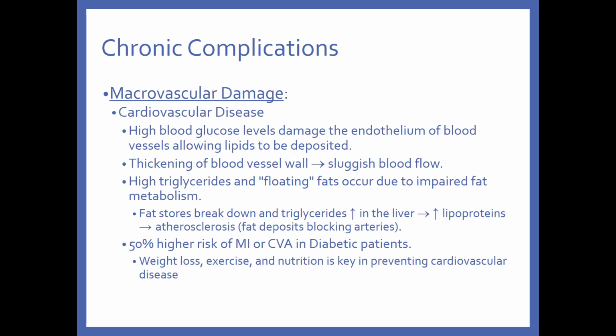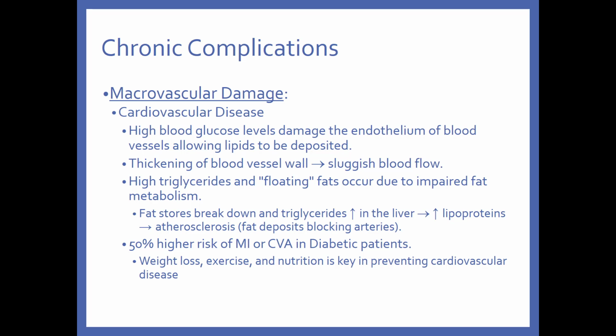Looking at the macrovascular damage, we're talking about cardiovascular disease. High blood sugar levels damage the endothelium of blood vessels, allowing lipids to be deposited, and this over time thickens the blood vessel wall, causing sluggish blood flow throughout the body.